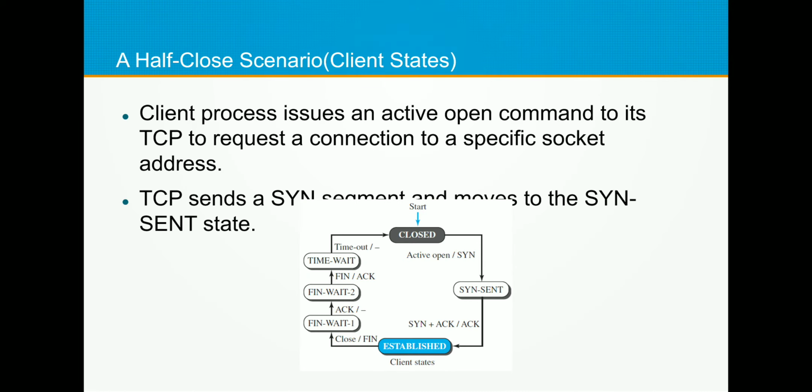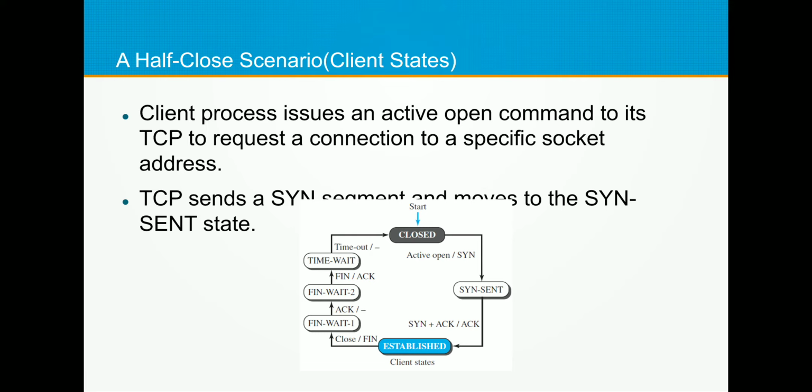So the first one that we are looking at is a half close scenario with respect to the client. This half close scenario can be specified both with respect to the client and server. So first we'll look at the client process. Initially the system is said to be in the closed state when there is no connection, and the client TCP gets an active open command from its client process, which is at its application layer.